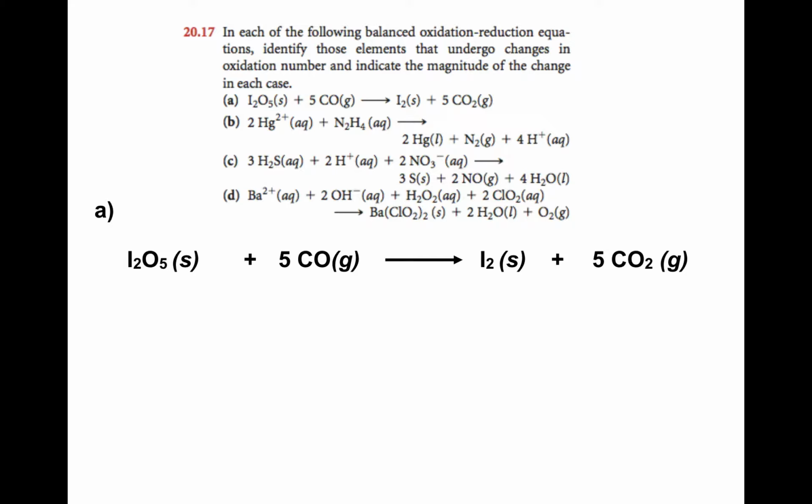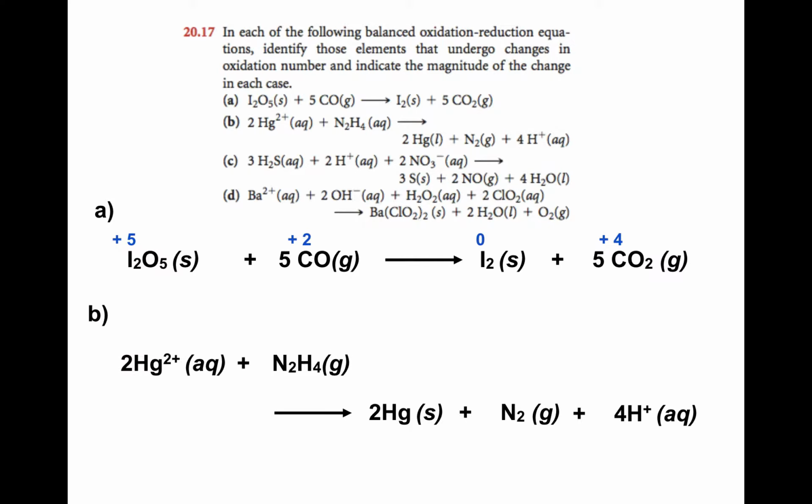So with carbon monoxide, right, the oxygen being -2, therefore the carbon has to be +2. Elements are always 0, so iodine is 0. And the carbon in carbon dioxide would have to be +4. So this is how we do it.